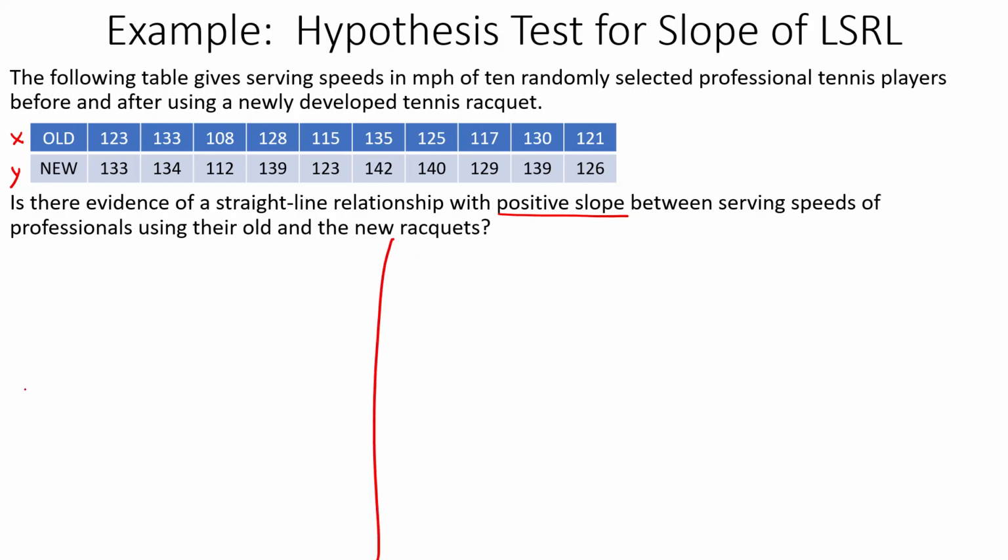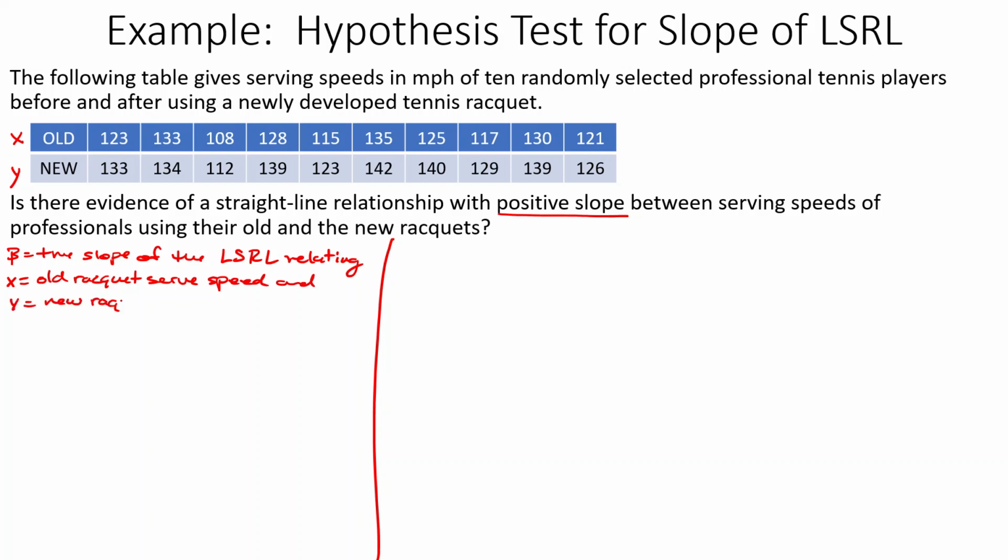All right, so let's start by defining what our beta is. It's the true slope of the least squares regression line relating x, old racket serve speed, and y, new racket serve speed.